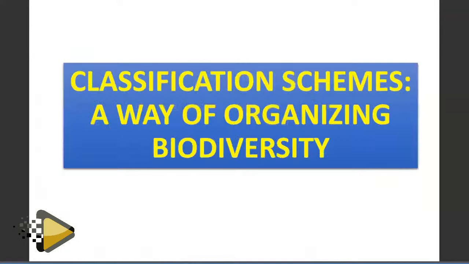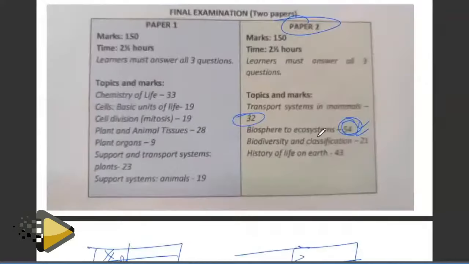Okay, let's go to the classification. Classification goes here. Biodiversity and classification, microorganisms here. So, what do we expect to find in the classification? Classification is not that big a deal, but students tend to lose it. I don't know why, but students tend to lose questions concerning classification. All right, let's discuss it.